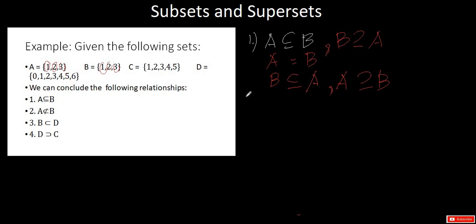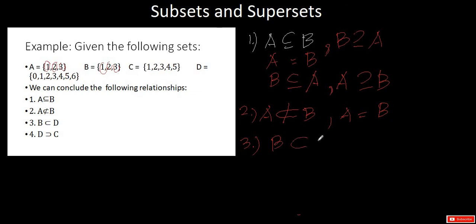Okay, so let's go to number 2. Number 2, A is not a proper subset of set B. Okay, why? A is not a proper subset of set B because A is equal to set B, right? Okay, number 3.